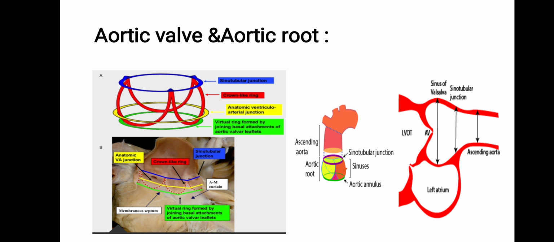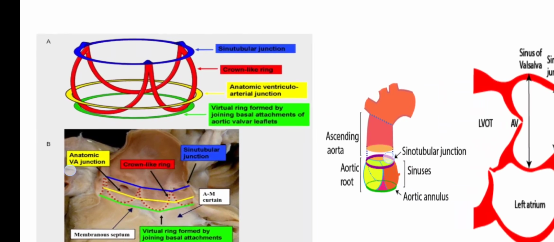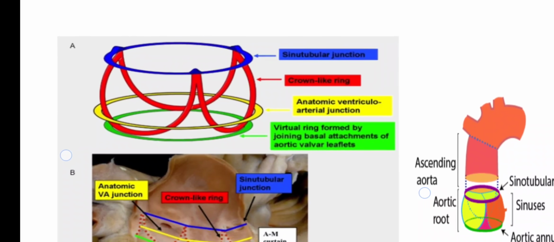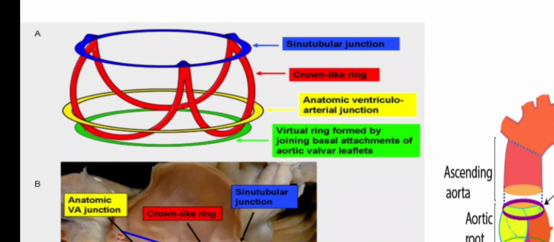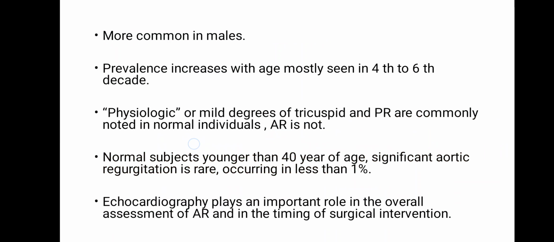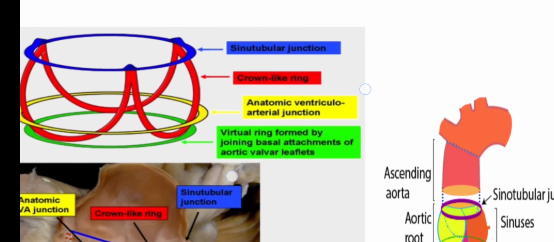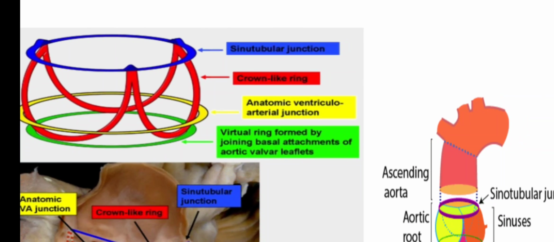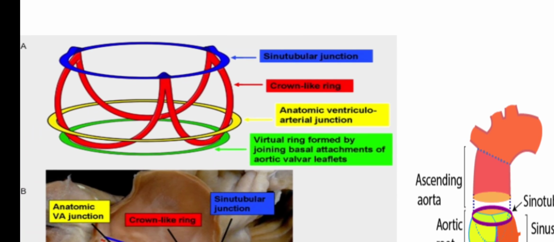This is the anatomy of the aortic valve and aortic root. Look down. This blue one is the sinotubular junction, and this is a crown-like ring, and this red ring is the anatomic ventriculoarterial junction, and this green one is the virtual ring formed by joining the basal attachments of the aortic valvular leaflets.